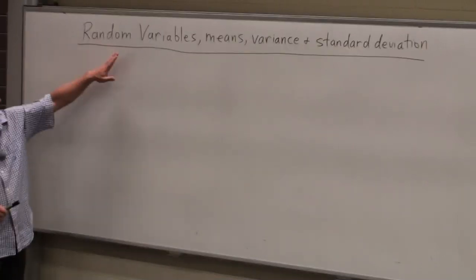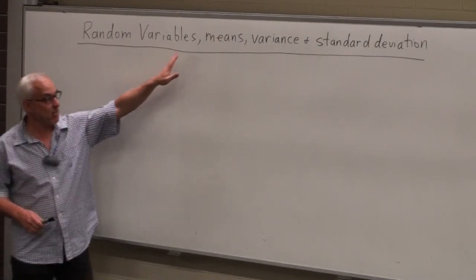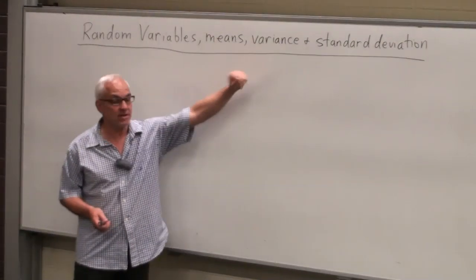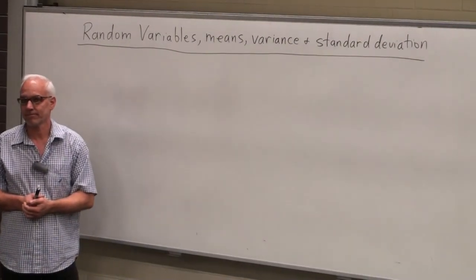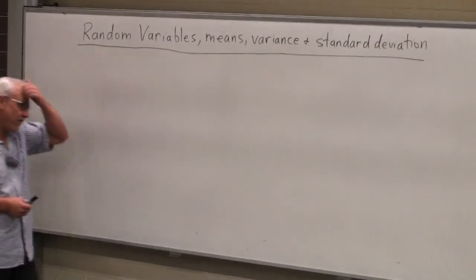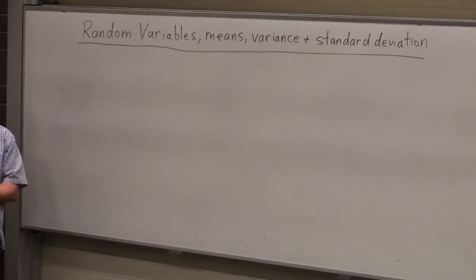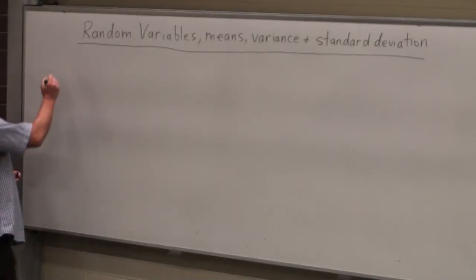Today we're going to talk about random variables and the three most important numbers associated to a random variable. The mean, the variance, and the standard deviation. All right, these are fundamental concepts of probability and statistics. So the idea of a random variable is pretty simple in this framework that we've set up. Okay, so what is a random variable?